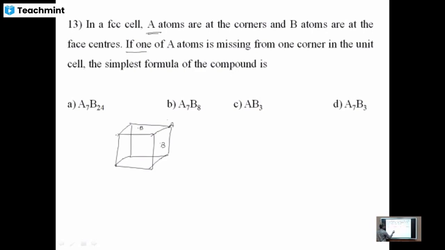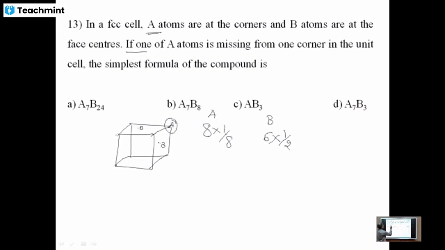There are A particles at each corner. We know there are 8 corners in a cube. Each corner is shared by how many unit cells? Each corner of a cube is shared by 8 more unit cells. Therefore, contribution of one unit cell is 1 by 8. So, number of A particles in this unit cell is equal to 8 into 1 by 8. At the same time, there are 6 face-centered particles occupied by B. Each face of a cube is shared by one more neighboring cube. Therefore, contribution of this face-centered particle per one unit cell is half. Okay, it is the data given in the first sentence.